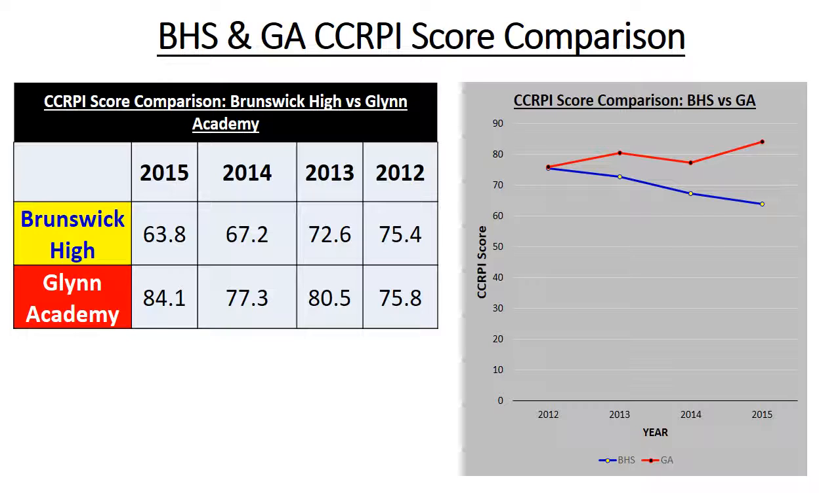But you can also see, if you look at 2012, that the CCRPI score at Brunswick High has steadily decreased each calendar year from 2012, which was 75.4, to now 2013, 72.6, 67.2 in 2014, and now 63.8 in 2015. This is a concern for Brunswick High and for the Board of Education in Glenn County.